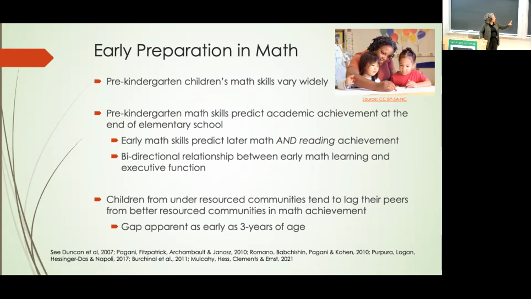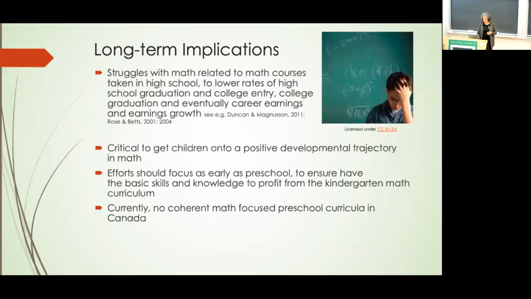In particular, the research has also made very clear that children from under-resourced communities and households tend to lag their better-resourced peers in their rudimentary math skills. And we see that gap as early as 3 years of age. So already at 3 years of age, well before children are coming into kindergarten, there is a big gap in achievement that is related to socioeconomic status.